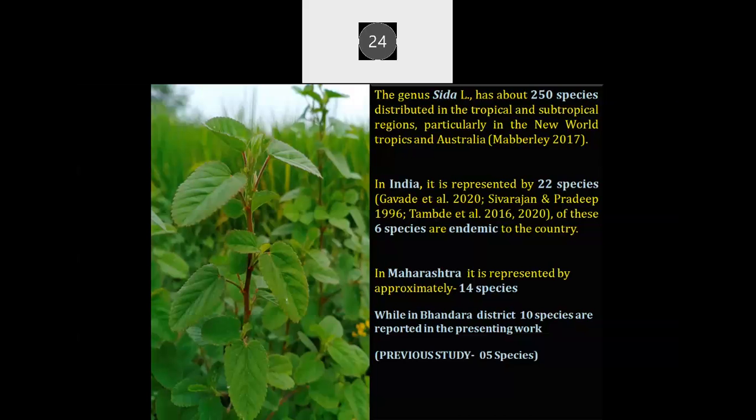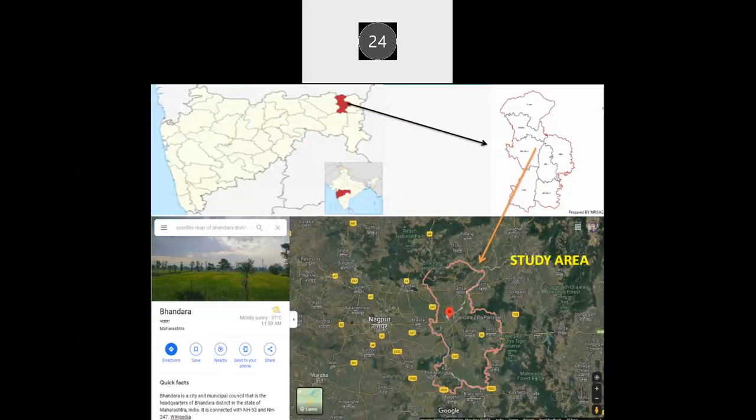While working in Bhandara district, I found different interesting species of Sida. I went through the literature, collected samples, prepared herbarium sheets, and communicated with experts for identification. I found 10 species, whereas previous studies reported only 5 species from Bhandara district. After this study, I am adding 5 more species to the Bhandara district flora as well. Next slide, ma'am.